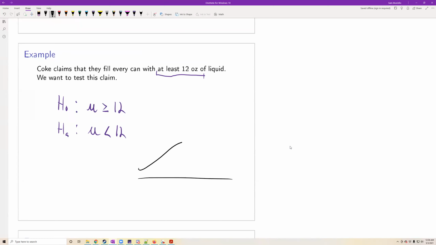If I was sketching a distribution here, of course, put 12 in the middle. We want to shade the part with the alternate hypothesis. That's the very low end. In this scenario, we would not split alpha into 2 like we would with confidence intervals.